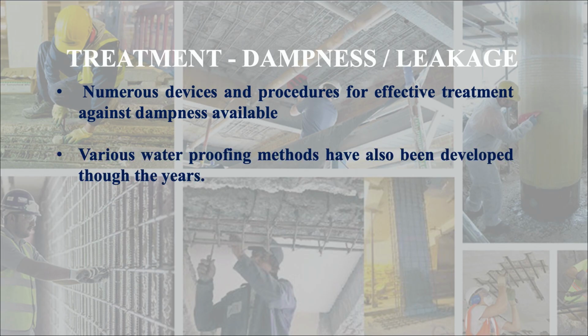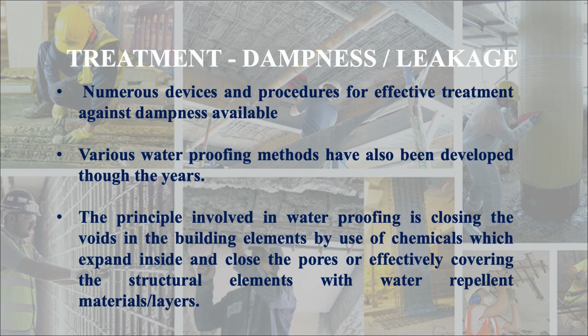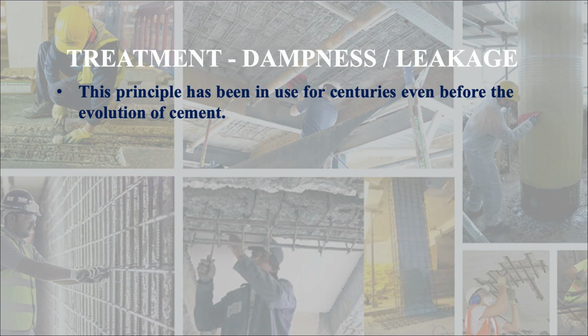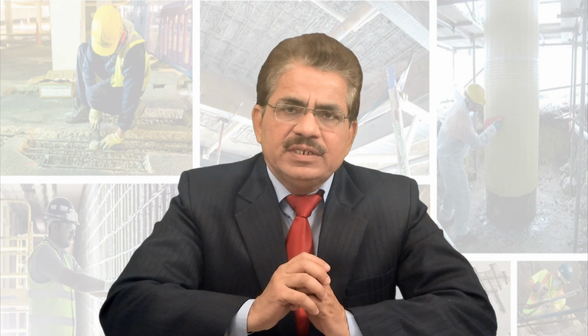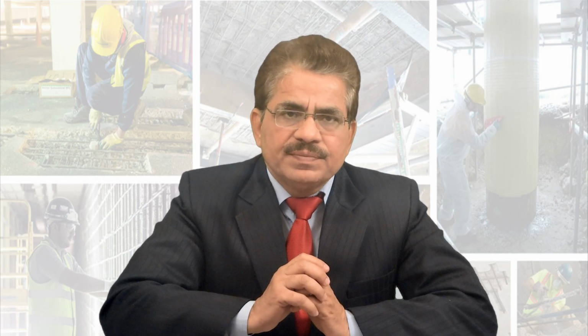Various waterproofing methods have also been developed through the years. The principle involved in waterproofing is closing the voids in the building elements by use of chemicals which expand inside and close the pores, or effectively covering the structural elements with water repellent materials and layers. So this is the basic principle, and this principle has been in use for centuries, even before the evolution of cement. And what was used in that time when the cement was not there?